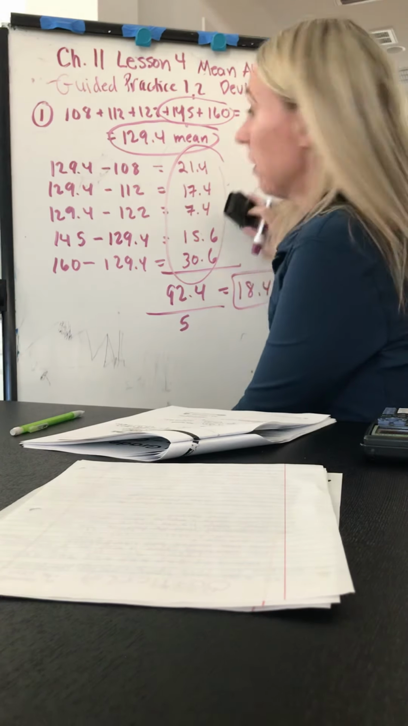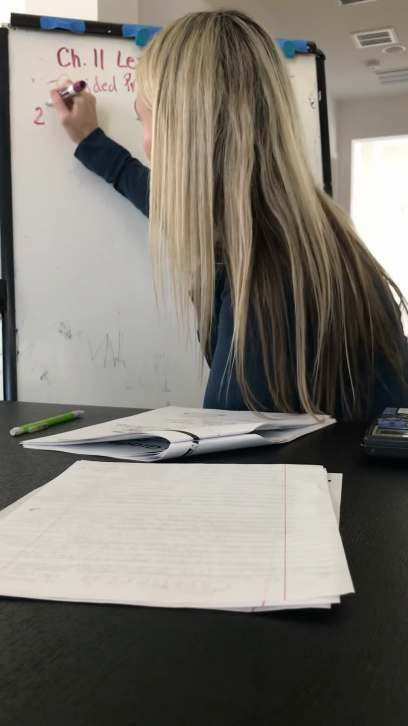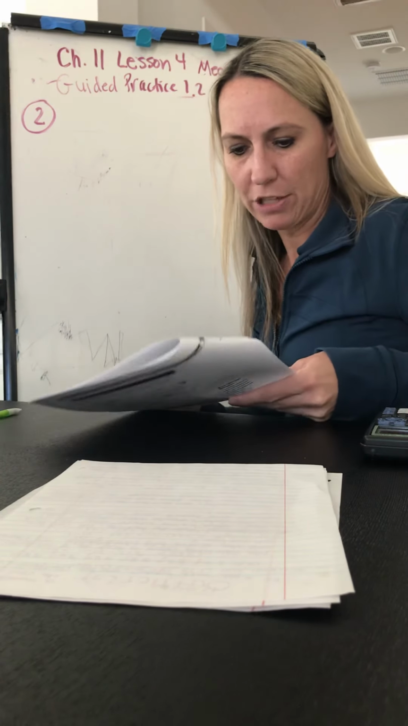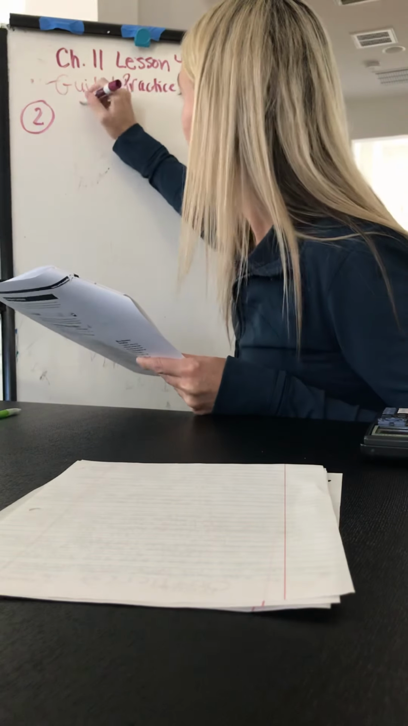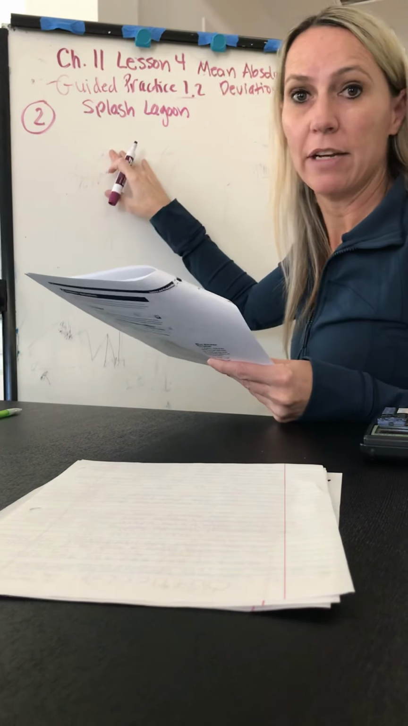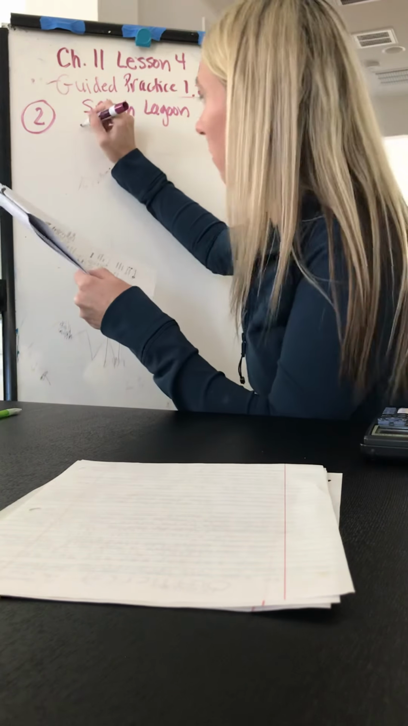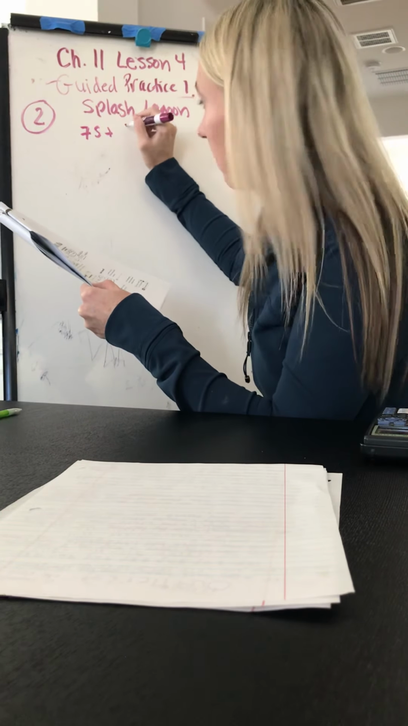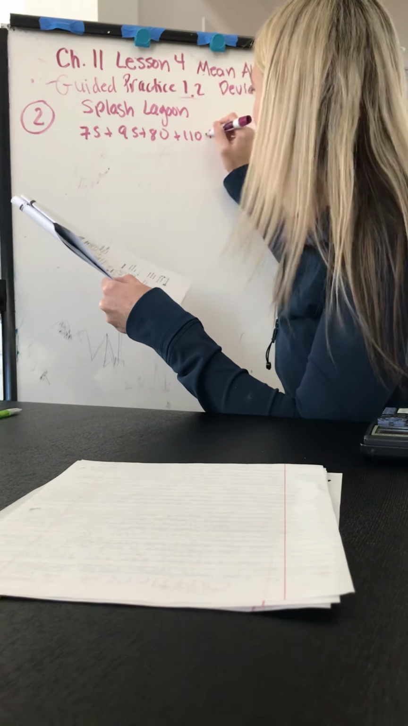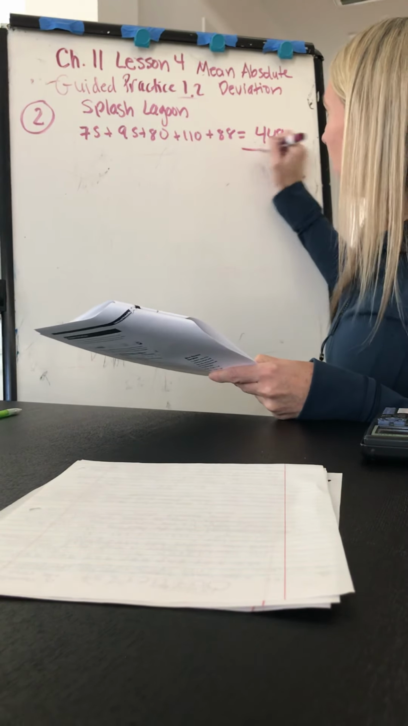Okay, and now we're going to do the second one. It's number 2. So there's the Splash Lagoon and the Wild Water Bay. I'm going to do the Splash Lagoon, and I think that's all I'm going to have time for, just this one. And then you have to do the Wild Water Bay after that. So you take the data, you add it all up. So you have 75 plus 95 plus 80 plus 110 plus 88. And you get 448. And we're going to divide it by 5.